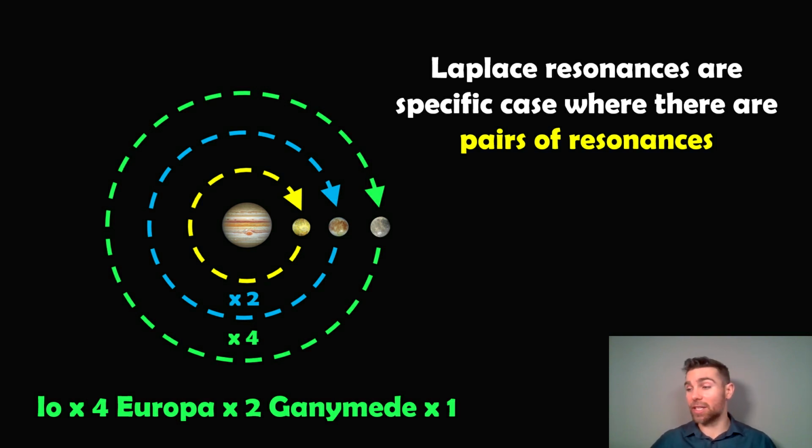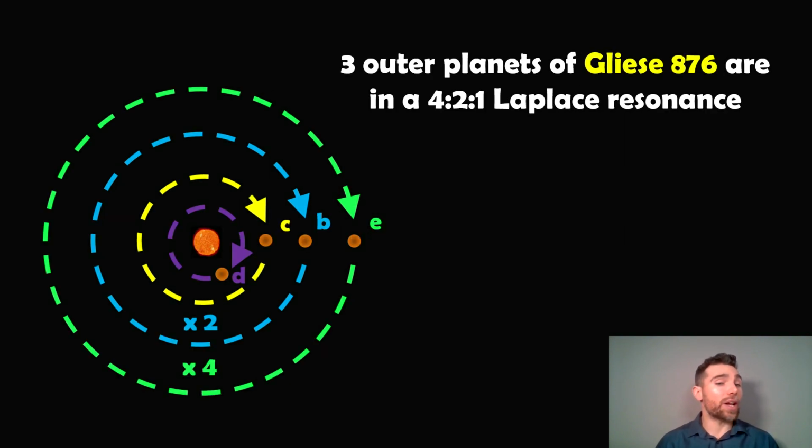So this is your pairs, or this resonant chain, basically, or pairs of resonances. And this is a Laplace resonance. And it's not the only one. This is an easy one to see, actually. You can actually look at this yourself with your own telescope. But there are exoplanets that have the same Laplace resonance as well.